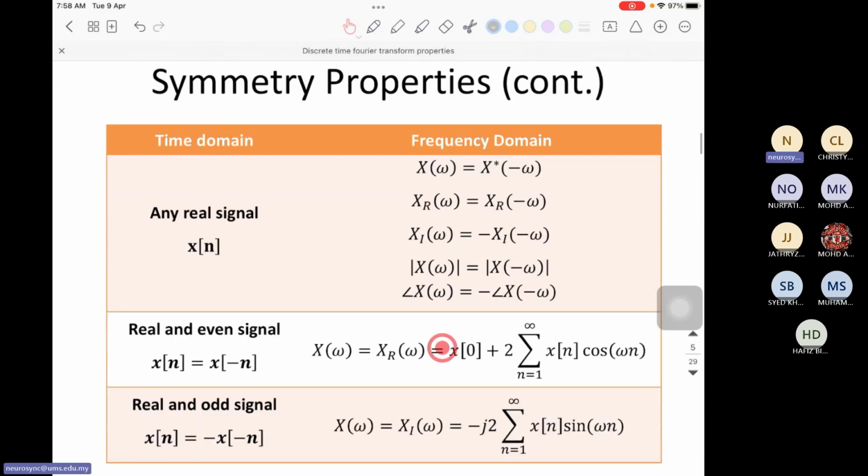Okay. So what the symmetry property says basically is, if I have a real signal x of n in the time domain, then in the frequency domain, X of omega is nothing but X conjugate of minus omega. The real part is XR of minus omega. The imaginary part is minus XI of minus omega. The magnitude is the same and the phase is odd. Okay. So this is the symmetry property.